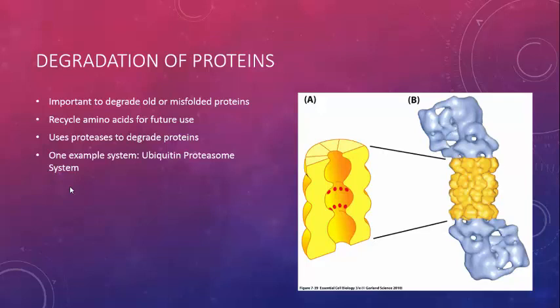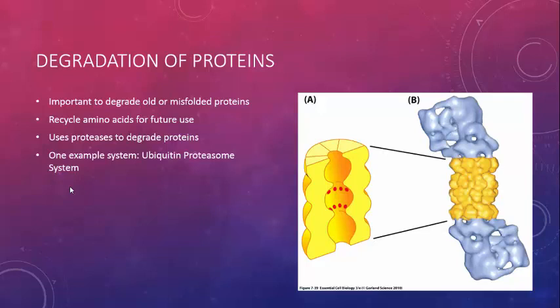One of these pathways is known as the ubiquitin proteasome system, or UPS for short. In this process, a series of enzymes work to tag proteins with a small protein called ubiquitin. This tagging indicates that the protein needs to be recycled. The actual recycling of the proteins is done by proteasomes.